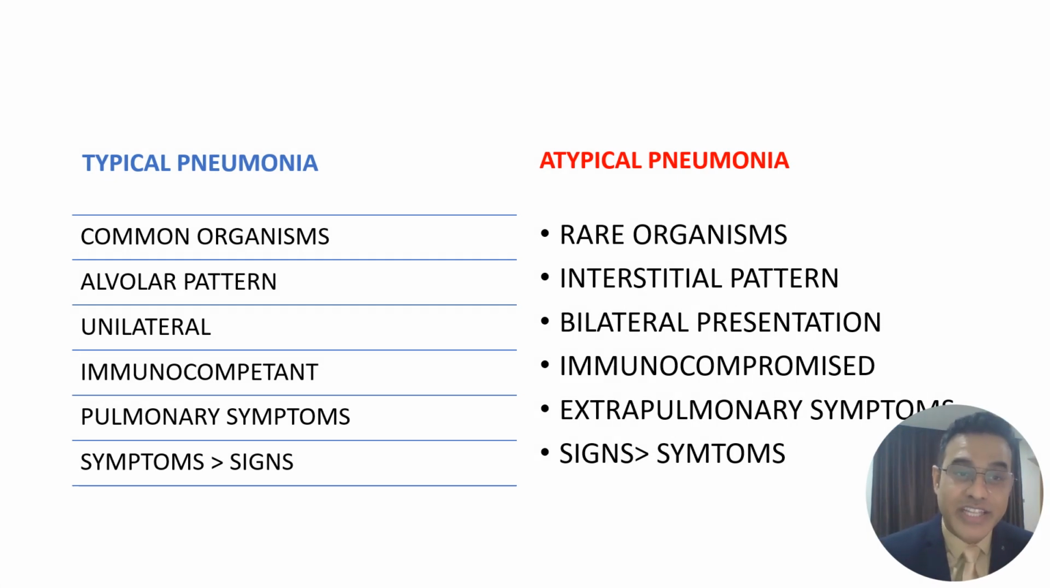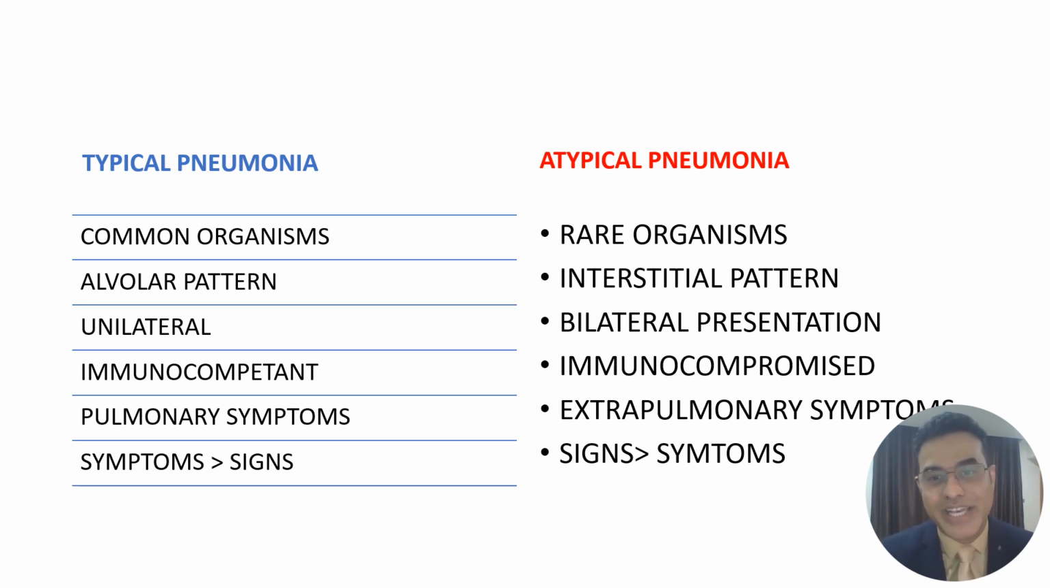And pneumonia is further classified as typical and atypical pneumonia. The common typical organisms like Streptococcus, Staph aureus, and these bugs cause typical pneumonias, whereas atypical pneumonia is caused by the rare organisms like Mycoplasma, Legionella, Chlamydia, and all these bugs.